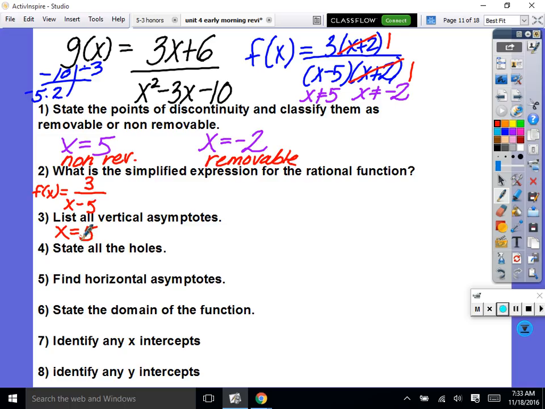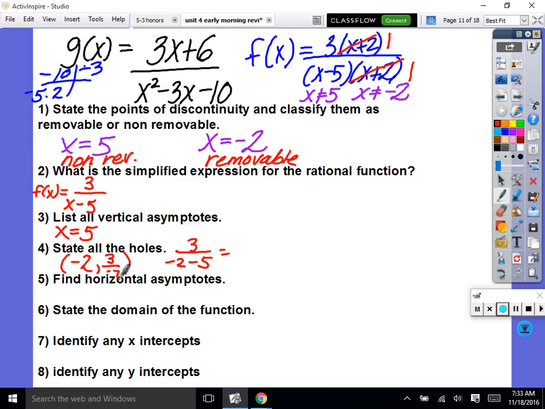State all the holes. We have one hole, so at negative 2, comma something. Holes are at points on a graph. So we've got to now plug in negative 2 into the simplified function, correct? Because I'm saying, what is my function at negative 2? So f of negative 2, 3 over, so let's do some algebra. 3 over negative 2 minus 5 is, yep, so 3 over negative 7. So that's just a pretty way of writing it, 3 over negative 7.